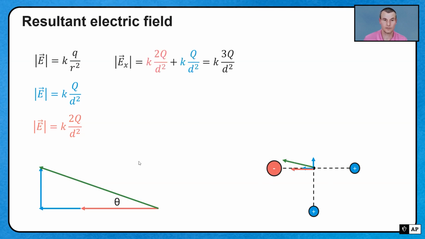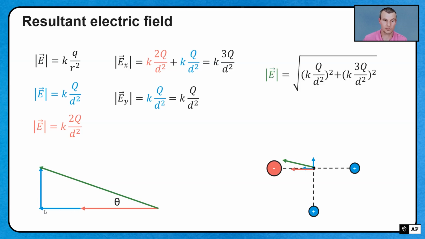So looking at this, to find the total electric field in the x direction, it's going to be the red one plus the blue one, to have our total being k3q over d squared. It's kind of nice when the math works out in a pretty way. And if we look at the y direction, it's just the blue one. This bottom charge is the only thing contributing to an upward electric field. So it's going to be the only y component.